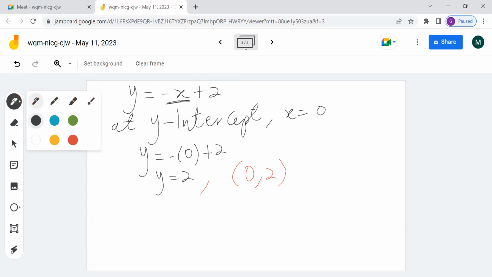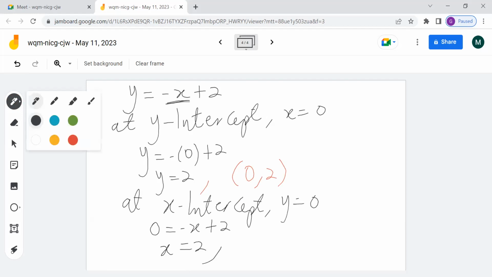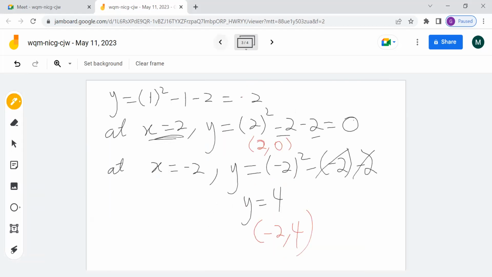Then if I take at the x-intercept, I know my y is equal to 0, right? So it becomes 0 equals negative x plus 2. So x equals 2. So here too we have the point 2 and 0. And you know that all you need to draw a linear graph are 2 coordinates. So we have 0 and 2, and 2 and 0.